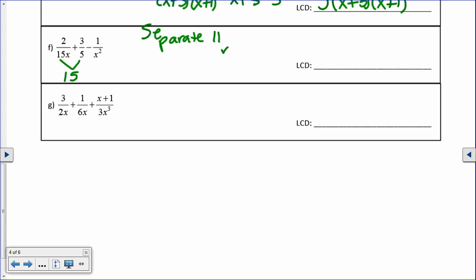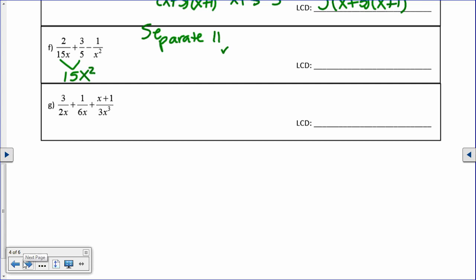Now, what do you guys do with variables? We talked about that briefly at the top. I have an x, no variable, and an x squared. Only one of them has the x. When you guys are looking at variables, when they're in monomials, what are you supposed to do? Highest power. What's the highest power of the variables? x squared. So your common denominator should have the x squared part.